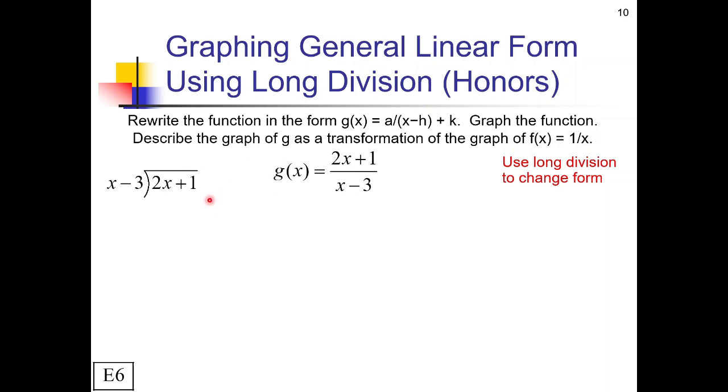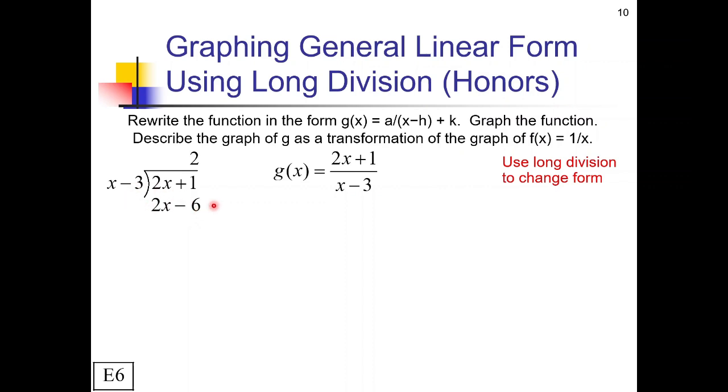All right, so with long division, again, you're doing lead term into lead term. 2x divided by x is 2, which we'll put up there above the ones column, the constants column. And then we multiply that back out by the divisor. So 2 times x is 2x. 2 times negative 3 is negative 6.